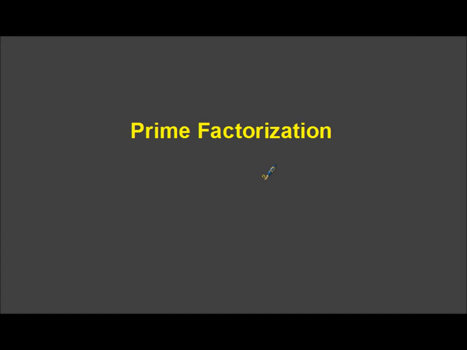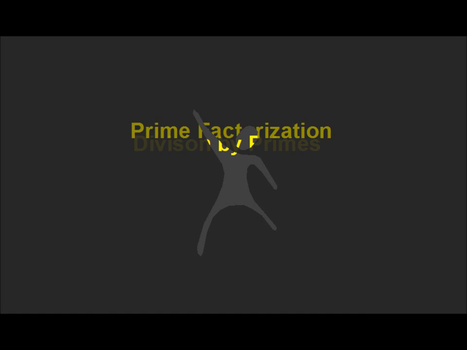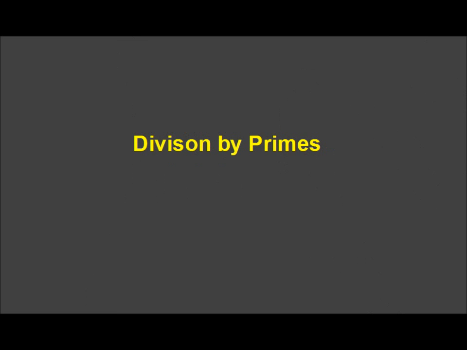Today's skill is titled Prime Factorization. We're going to look at two ways to factor out numbers. The first one is called division by primes.